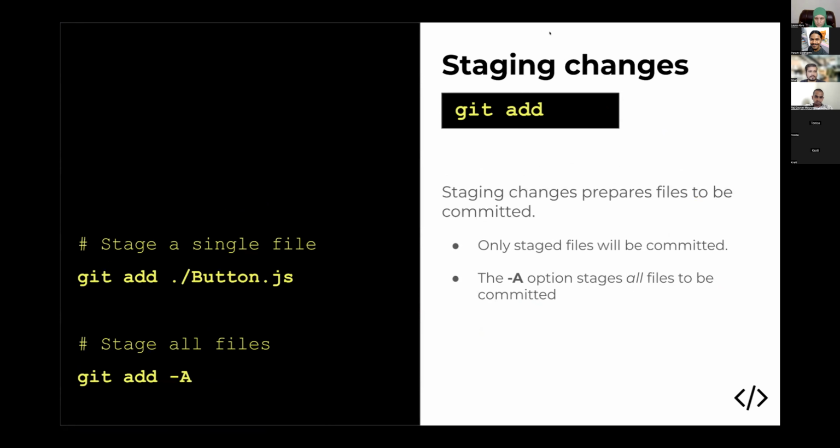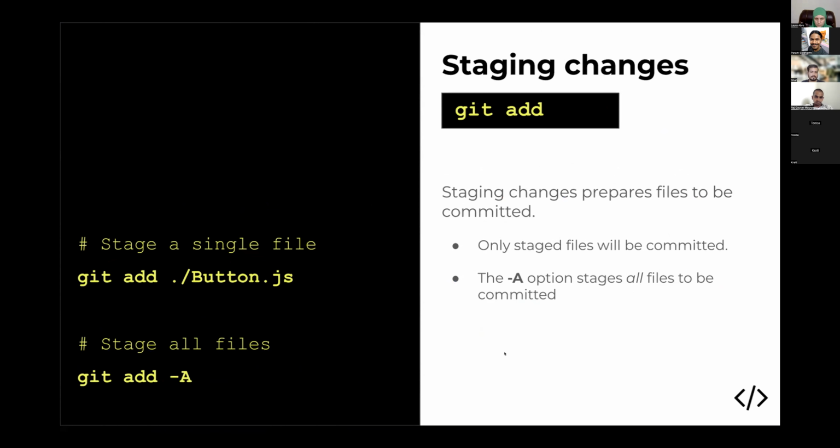Git add. So git add is used to add files or changes to the staging area. And the staging area is the list of changes that is added to a commit when we commit. And git add -A is used to stage all the files for the commit.